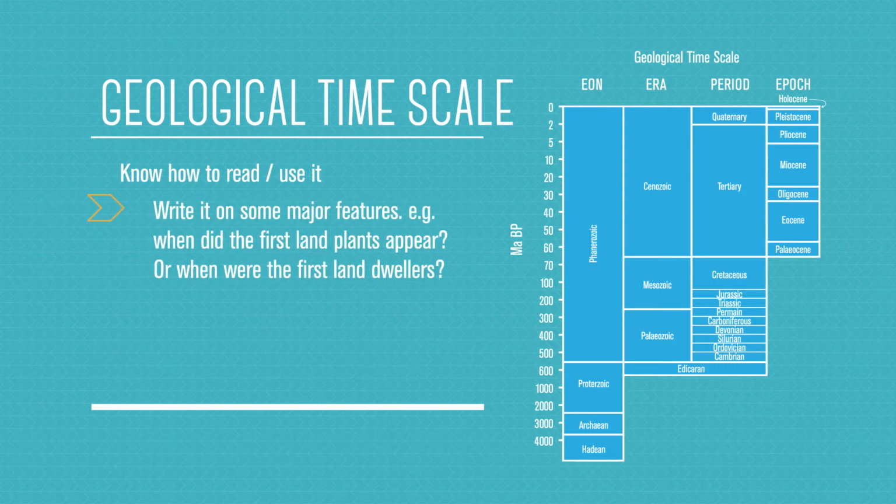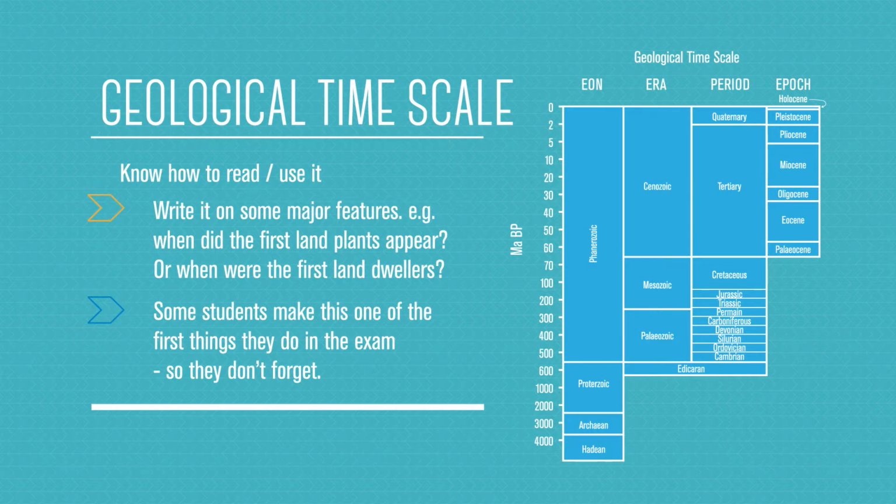Write on it some of the major features. For example, when did the first land plants appear, or when did the first land dwellers occur? Practice this before your exam. Some of my students actually make this one of the first things that they do when they are able to write in their exams, so that they don't forget that information later.